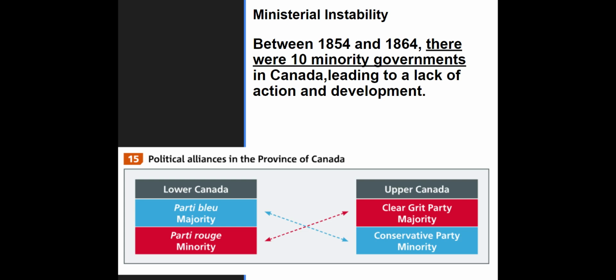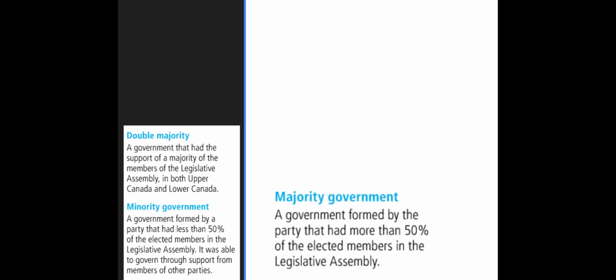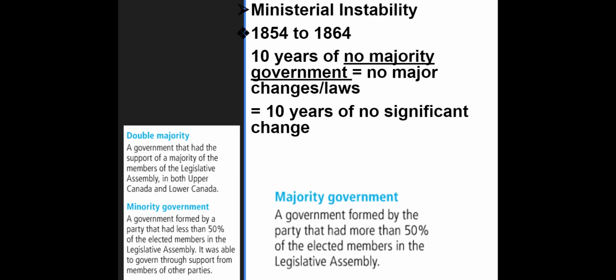The political issue that Canada was facing at the time was ministerial instability. This was hindering their ability to really get any change to happen politically. It led to a lack of action and a lack of development for the province of Canada. They were unable to get a double majority and therefore could not make many changes. Here's a good time to pause and to study the key terms there in blue.